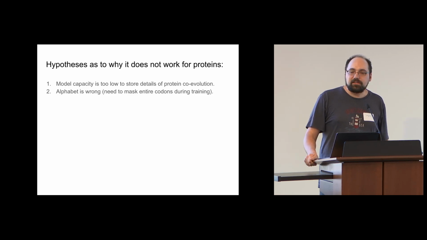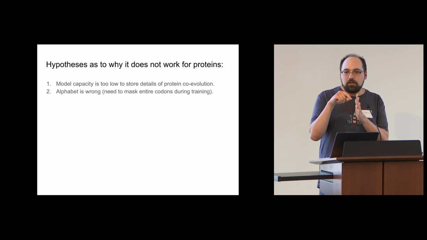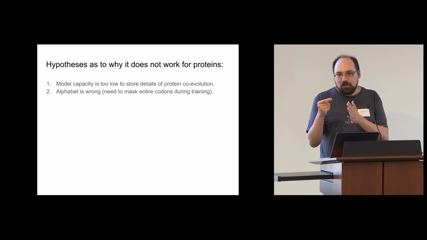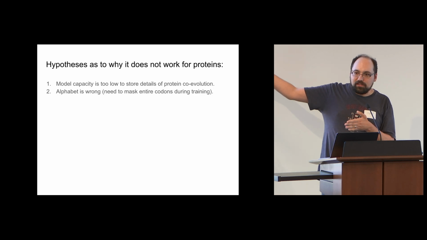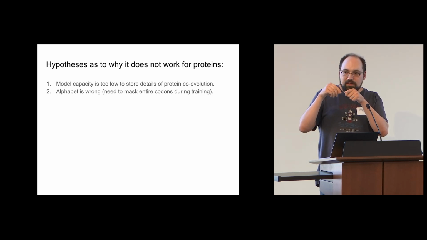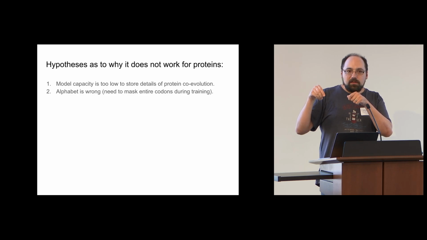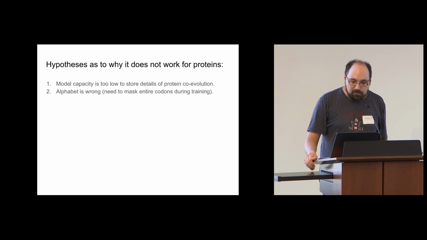What I mean by that is, especially for proteins, if you mutate one of the nucleotides, for example the third nucleotide of a codon, it's really easy to recover what that amino acid is without even thinking about what the rest of the sequence is. So maybe, the way the model is trained by just masking individual nucleotides, the model never had an incentive to learn these long-range protein-protein interactions.